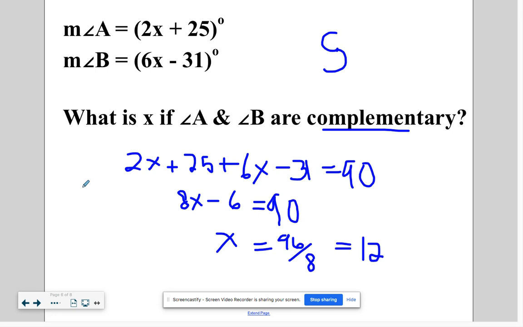And when we start getting into proofs in the next unit, you're going to notice that we need these ideas of complementary and supplementary and vertical angles in order to complete our proofs. So you should know these angle pairs inside and out, forwards and backwards.